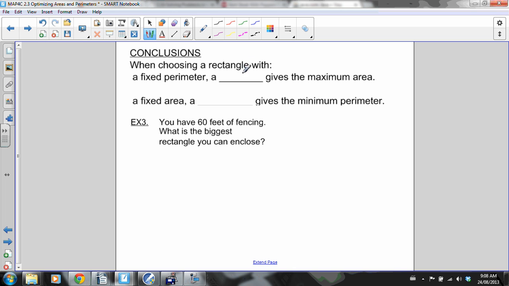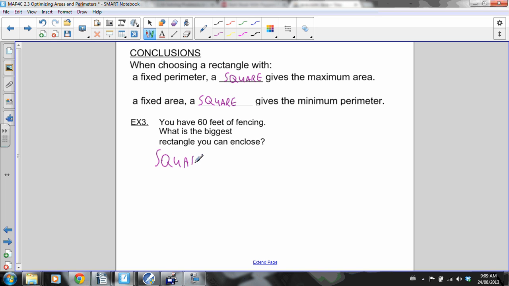So conclusions. When choosing a rectangle with a fixed perimeter, a square gives the maximum area. When choosing a rectangle with a fixed area, that's given the tiles, a square gives the minimum perimeter. So when we have these questions, we should be trying to make a square if we can. So here, 60 feet of fencing, what's the biggest rectangle you should enclose?